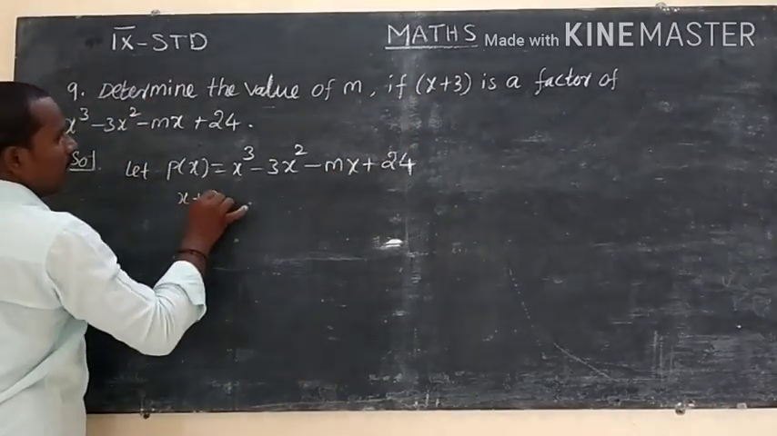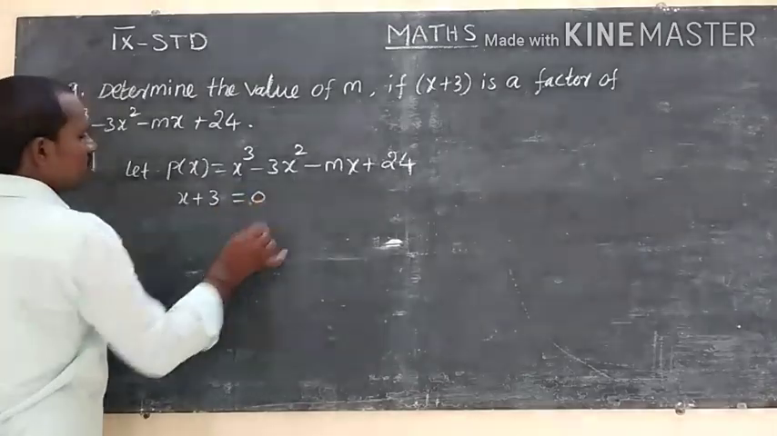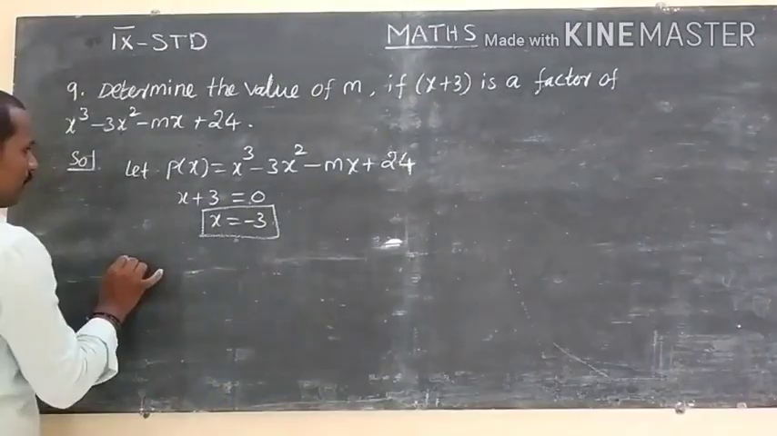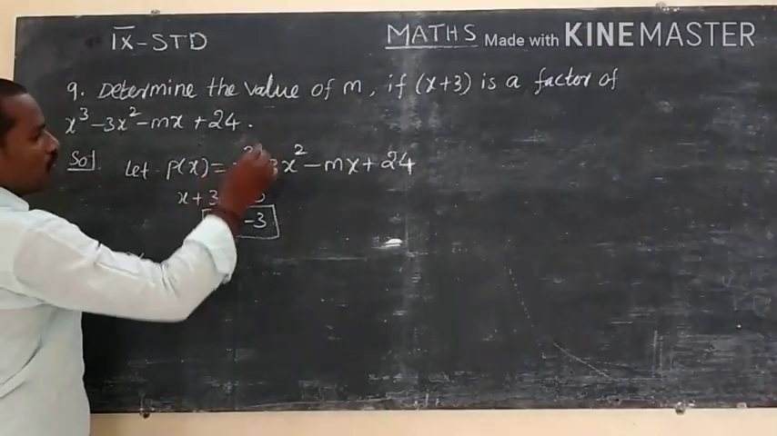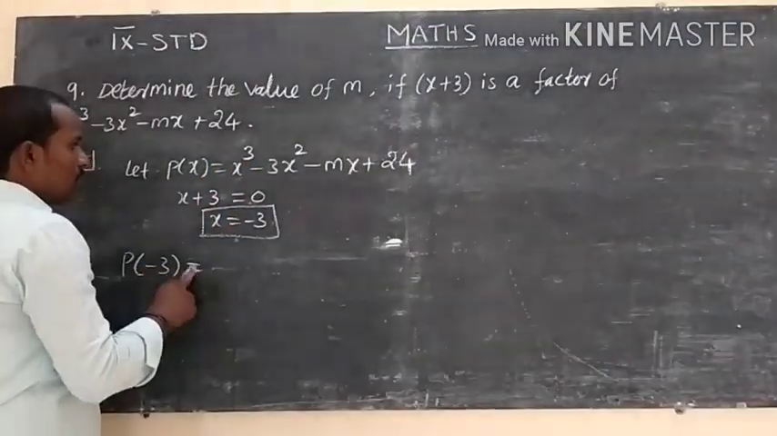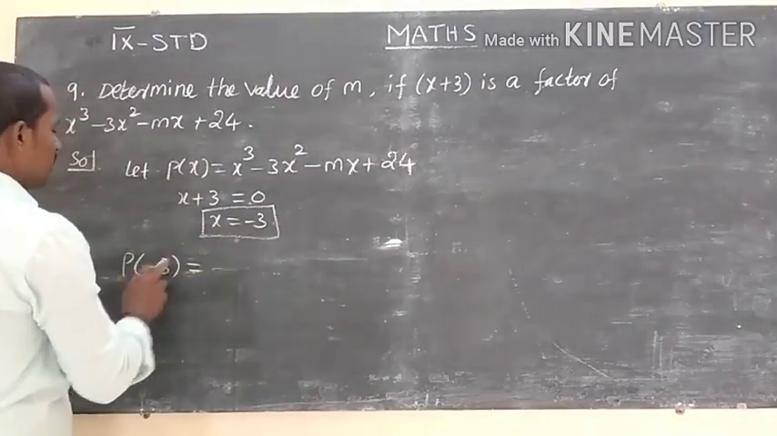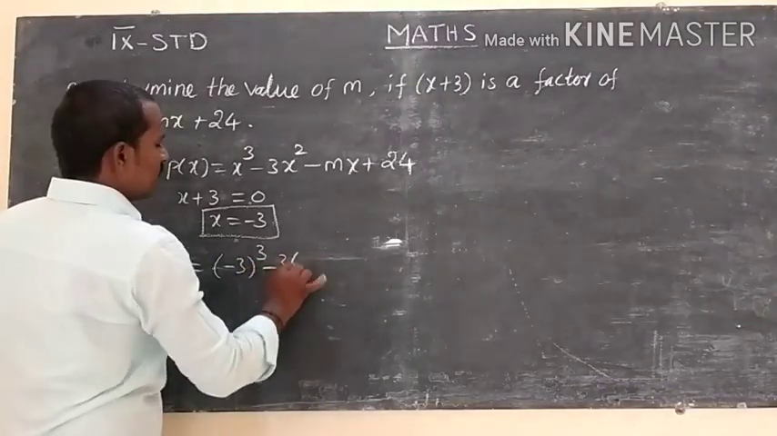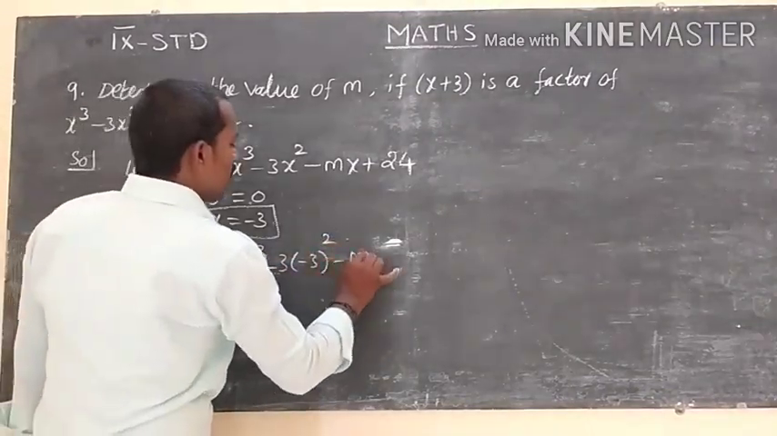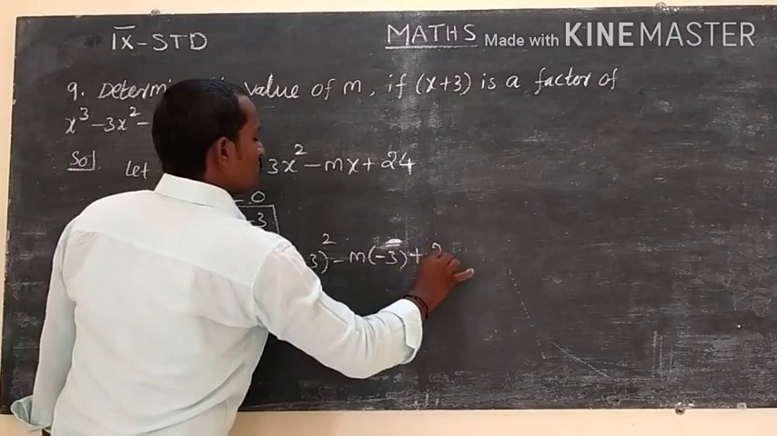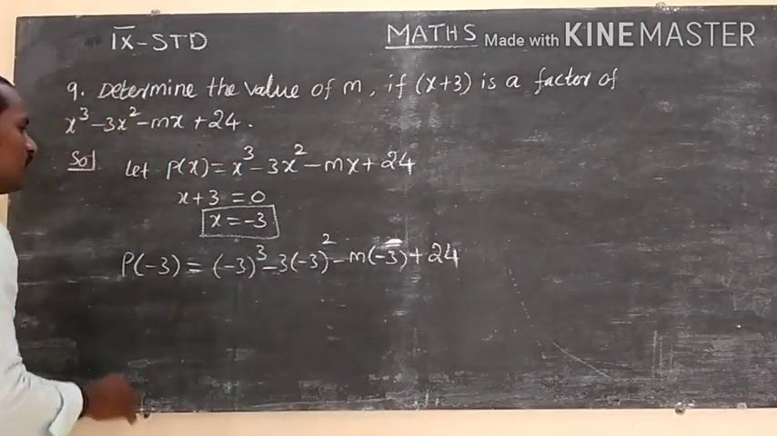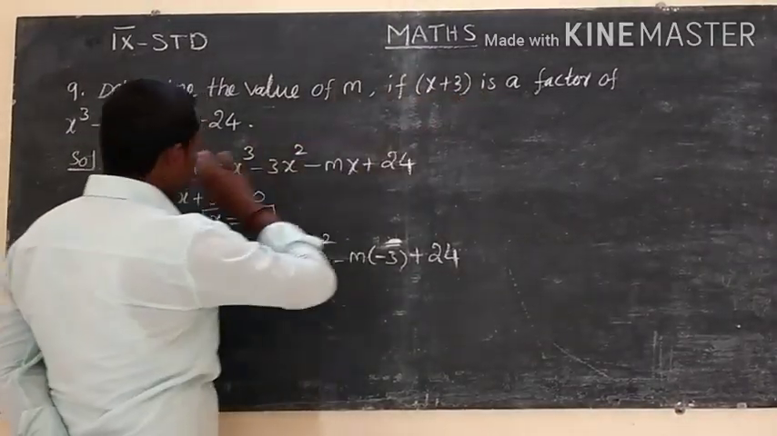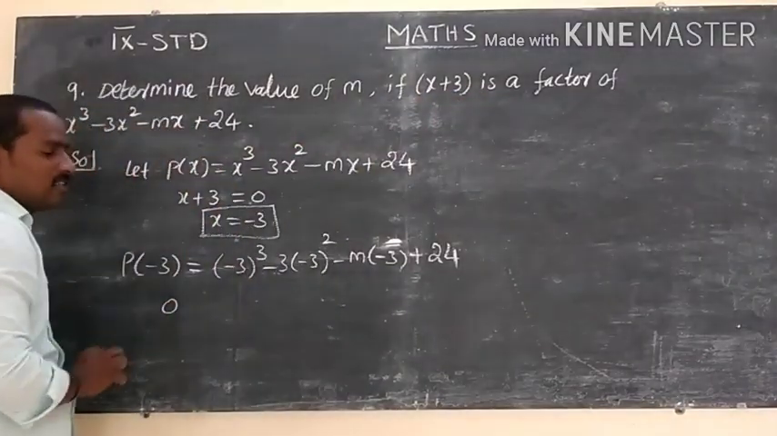So find the zero of the polynomial. x plus 3 is equal to 0, so x is equal to minus 3. Now p of minus 3: replacing x with minus 3, p of minus 3 is equal to minus 3 the whole cube, minus 3 into minus 3 the whole square, minus m into minus 3, plus 24. That is p of minus 3 is equal to 0 because x plus 3 is a factor of the polynomial. So factor means the remainder is 0.